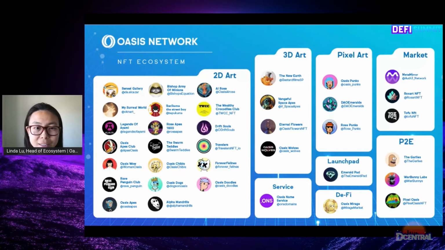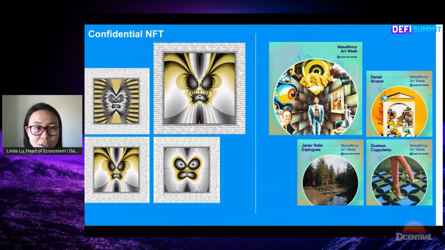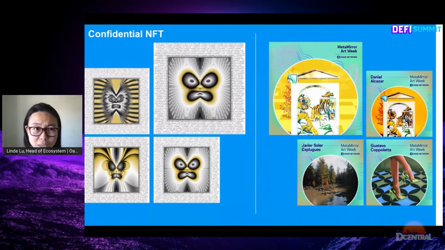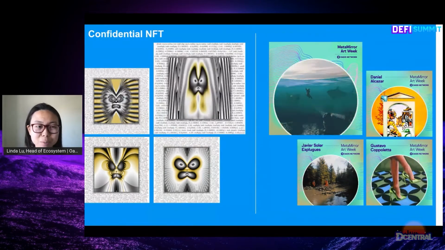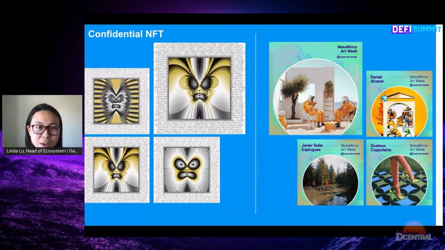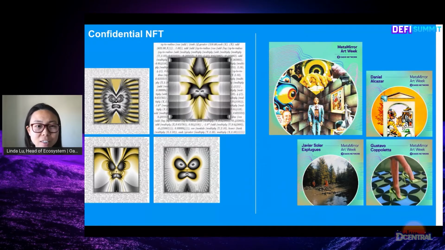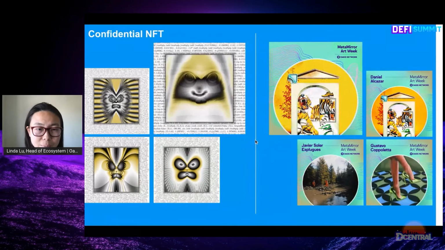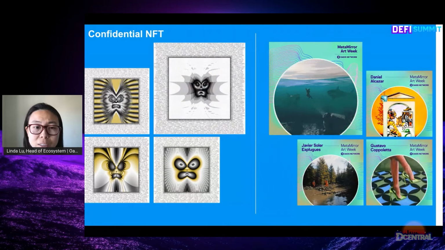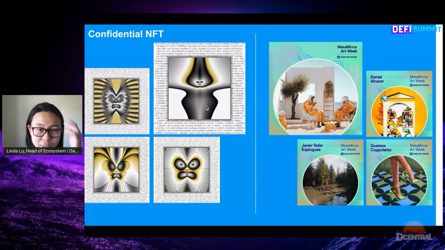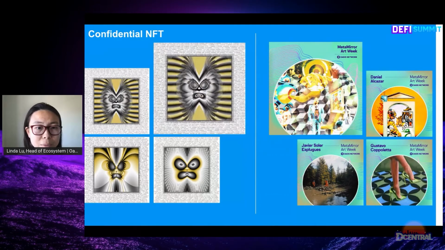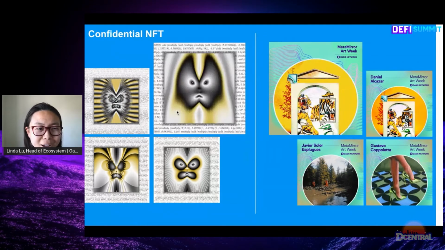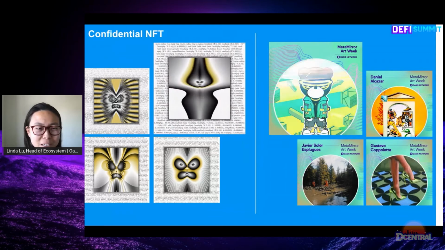And then we recently launched our very first confidential NFT collection on the network, and I'll explain what we mean by confidential NFT. On the left we see some items of that confidential NFT collection. The name of the collection is Army of Minions. All these items are very interesting facial expressions of the minions.